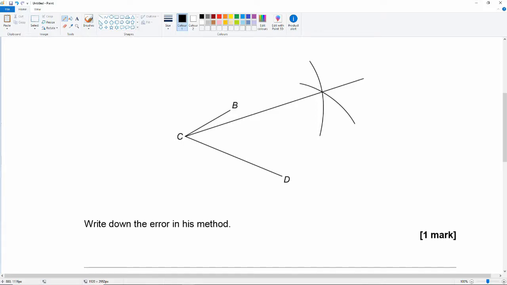Okay, well, he's started from the ends of B and D, and they're clearly different distances from C. So what he really should have done is start from C, open the compass to, say, the length of B, and then drawn an arc across D, so that he's got these the same length, and then he can put his compass on here, and then he can draw his arc, and here he can draw his arc, and then he can draw his line, and that would have bisected the angle.